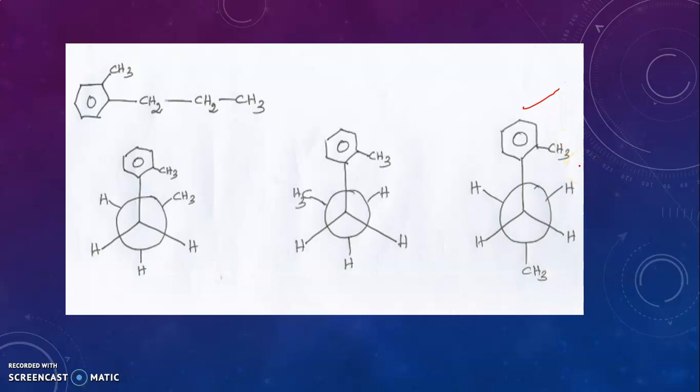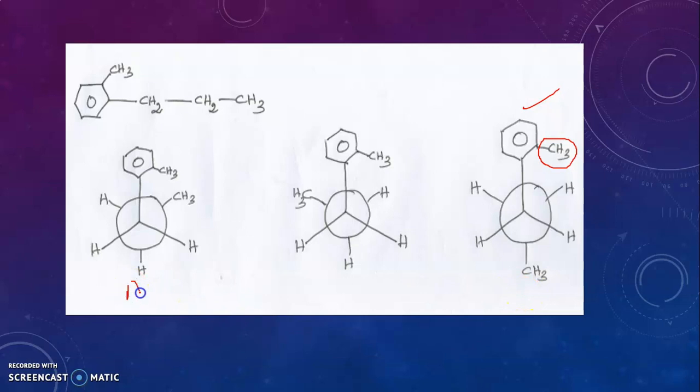Why? Because this group, the benzene ring, is planar, but this methyl group is tetrahedral. So when this methyl group is present near a hydrogen, the interaction will be very, very less. Therefore this staggered conformation is the most stable conformation.